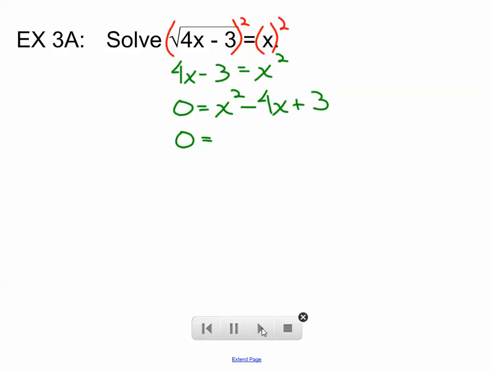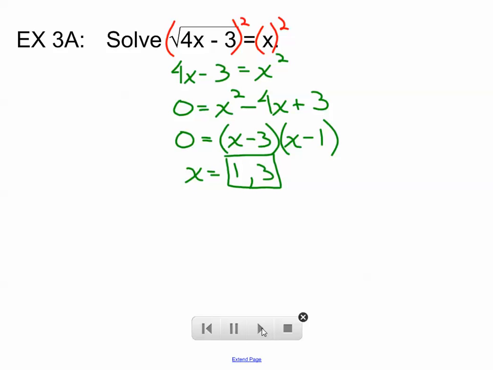This is factorable, so I'm going to factor it. -3 times -1 is +3. -3 plus -1 is -4. Then use the zero product property, and our solutions are 1 and 3.